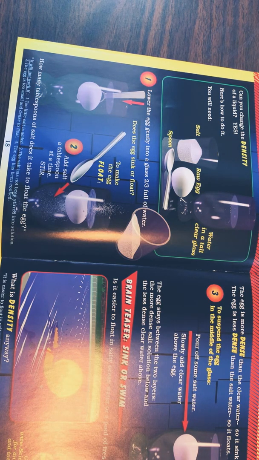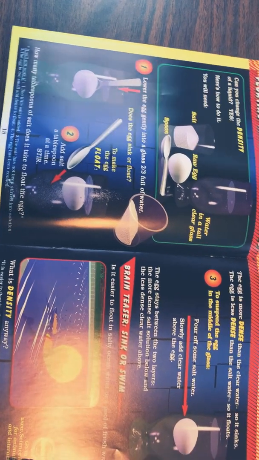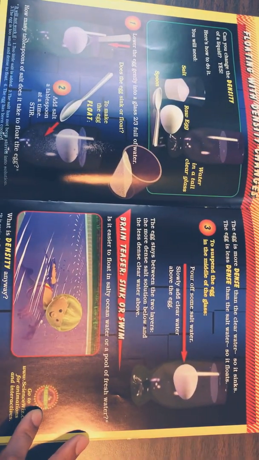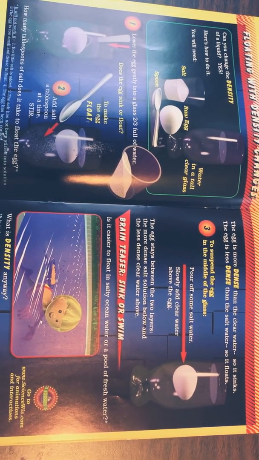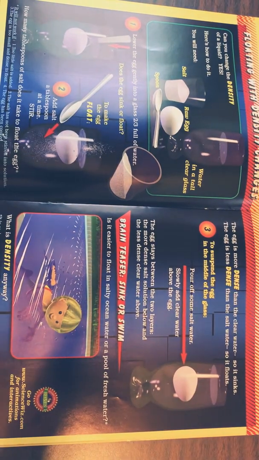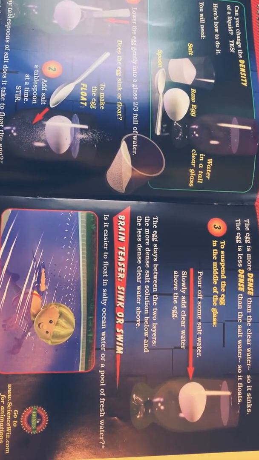You'll need salt, raw eggs, a spoon, water, and a tall clear glass. Lower the egg gently into a glass 2/3 full of water. Does the egg sink or float? To make the egg float, add salt, a tablespoon at a time. Stir. How many tablespoons of salt does it take to float an egg? The egg is more dense than the clear water, so it sinks. The egg is less dense than salt water, so it floats.